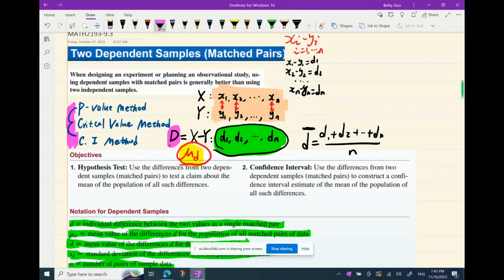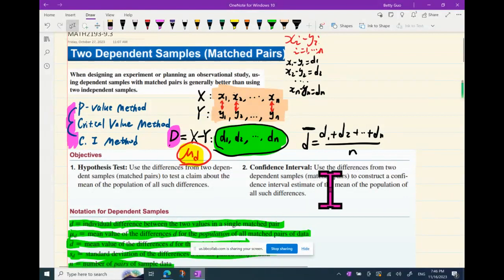This conclusion does not hold for proportions, right? If you go back to 9.1, the p-value method and the critical value method are always equivalent, but the confidence interval method is not equivalent with them. But when it comes to testing a population mean, all the three methods are equivalent. They would give us the same result based on the same sample.